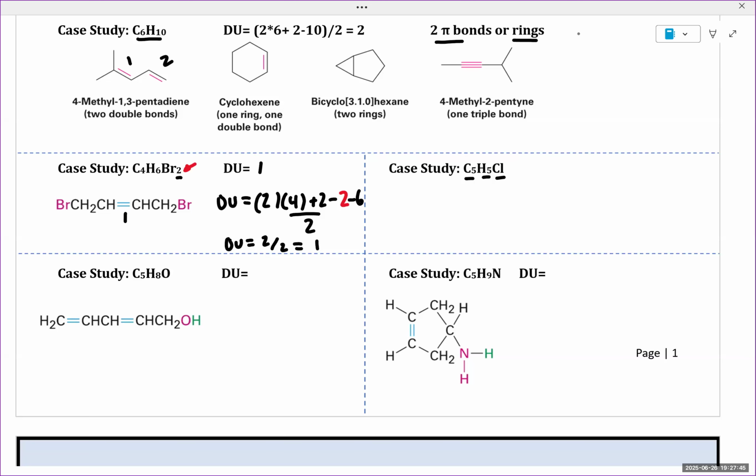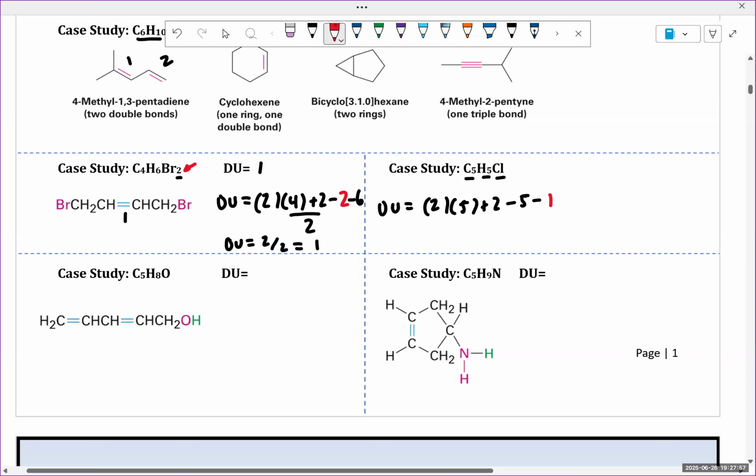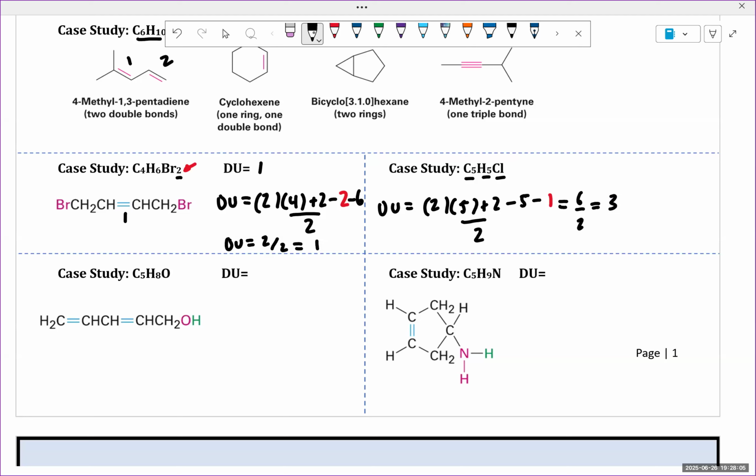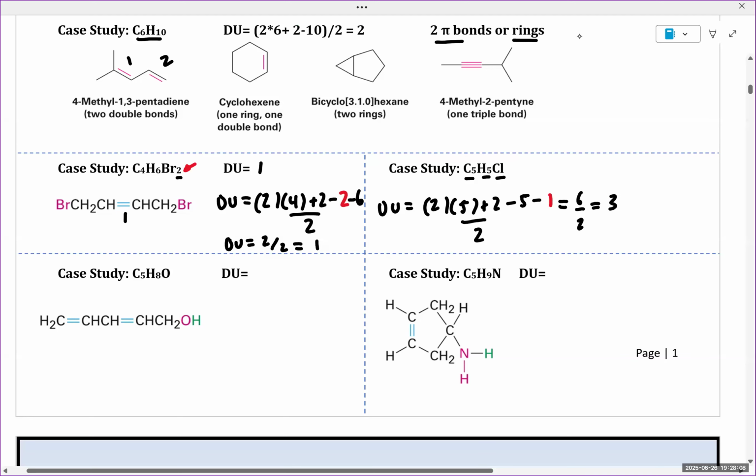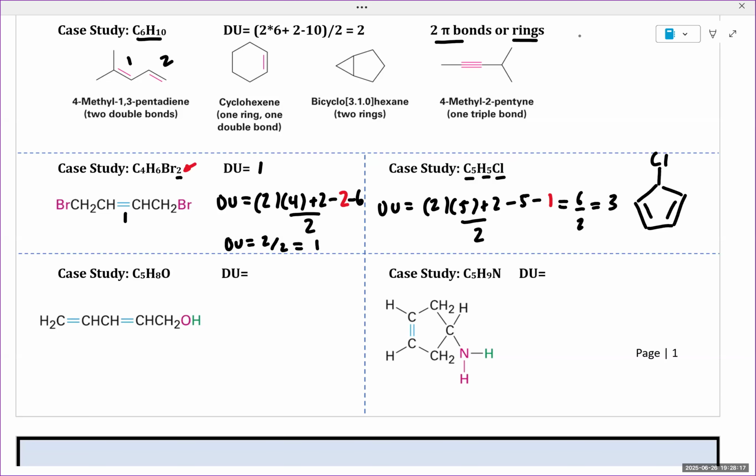Okay, so for C5H5Cl, for our Du, we take 2 times the number of carbons plus 2 minus the number of hydrogens minus the number of halogens, which is 1, divided by 2. This in turn gives us 6 over 2, which is a Du value of 3. So we have a total of 3 pi bonds and or rings. So I'm going to draw a ring with 2 pi bonds, and this satisfies our Du value of 3. And as you see, we have 5 carbons, 5 hydrogens, and a chlorine atom in our structure.